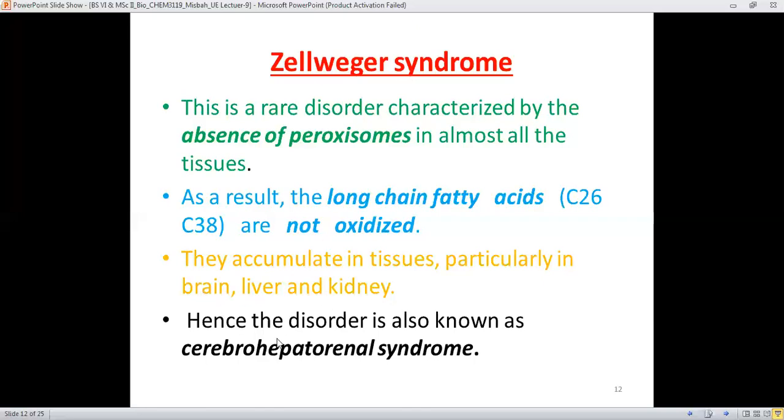And therefore, the terminology given for this type of syndrome is cerebrohepatorenal syndrome. A person who has this syndrome has malfunctioning of the brain, liver, and the kidneys due to the accumulation of the very long chain fatty acids in the body, which are not in fact oxidized by the peroxisomes.